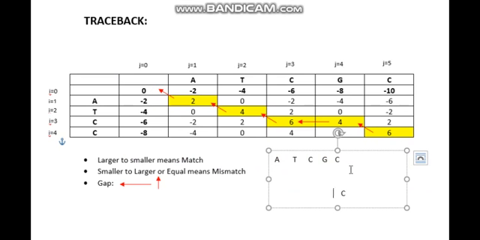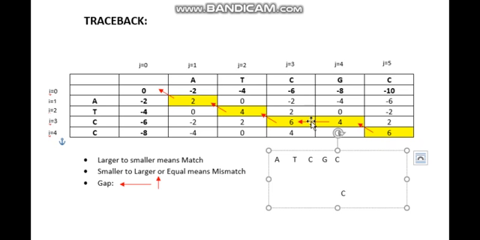Then suppose you were moving from a smaller to a larger value, suppose this was a 4 and this was a 6, then this would have been a mismatch. And even if this was a 6 and this was also a 6, like you were moving from the same number, then that would also be a mismatch. But since this is a match, we'll just move forward.